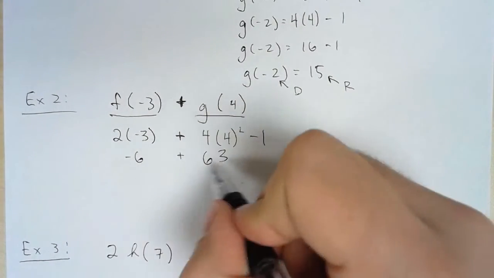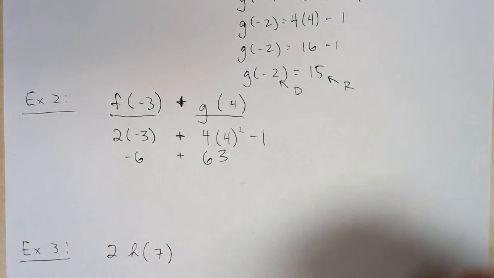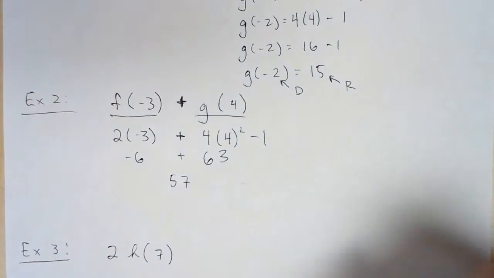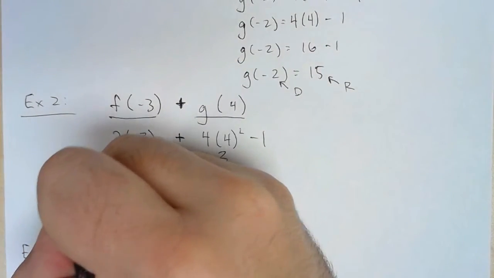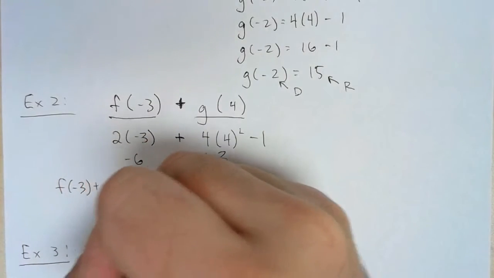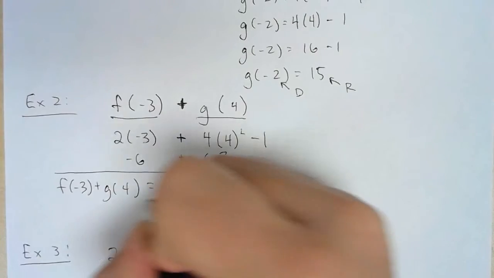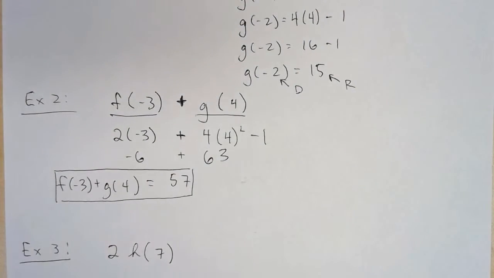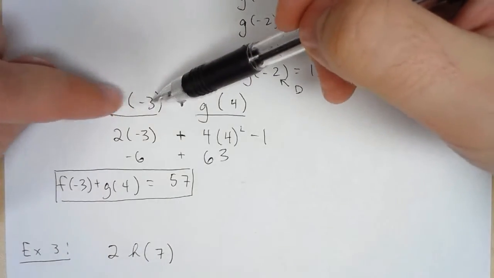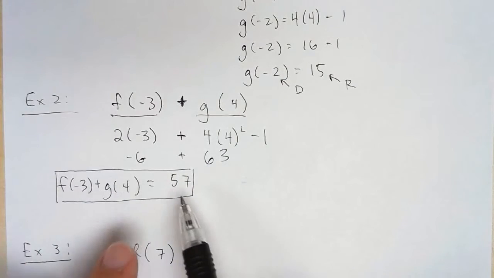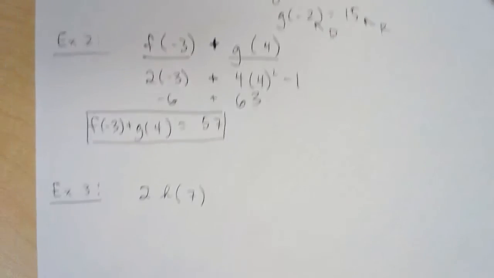And now that I have individual numbers for each of these, I'm just going to add them together. So negative 6 plus 63. Let's count backwards. 57. So we could say that f of negative 3 plus g of 4 equals 57. And that's my final answer. It doesn't really have one input and one output. It says if you have an input of negative 3, your output is negative 6. Input of 4, output is 63. And when you combine your outputs, you get 57 total.